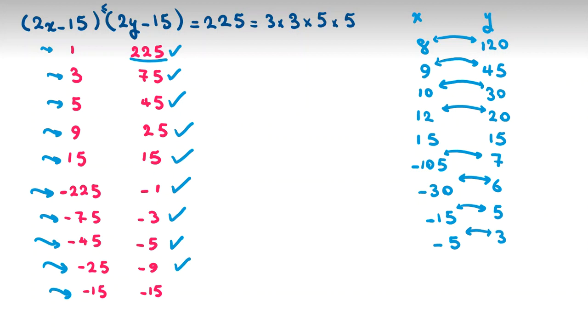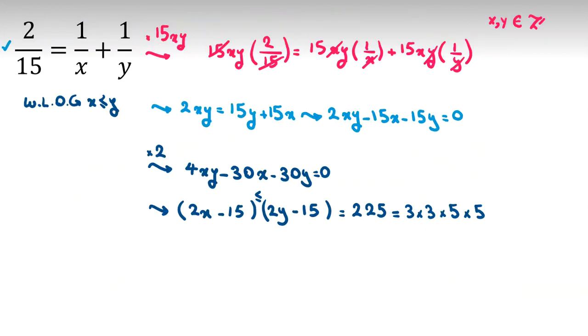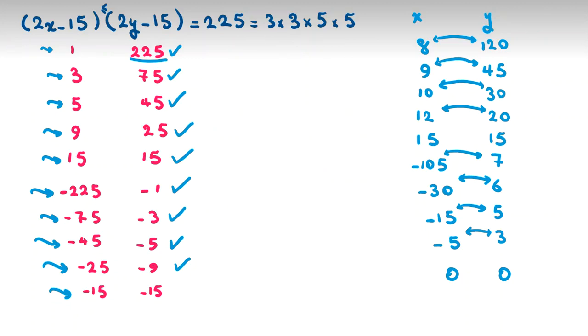And for this one, x and y would be 0, 0, but because x and y are in the denominators, 0, 0 is not possible. So let's see how many answers there are. 1, 2, 3, 4, 5, 6, 7, 8, times 2 is 16. 16 answers plus 1 for 15, 15 is 17. 1, 2, 3, 4, 5, 6, 7, 8.